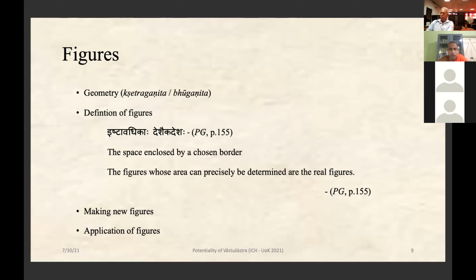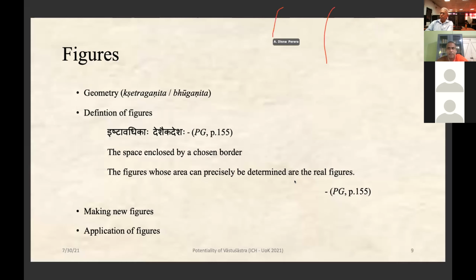We see in the commentary on the Patiganita, the mathematicians say Ishtavadikaha Deshaika Deshaha. He defines the figure as the space enclosed by a chosen border. So whatever space is enclosed by a border is considered a figure. He further mentions that the figures whose area can precisely be determined are the real figures. So they considered that the area of a figure has to be determined. I mean, the figure whose area can be determined is considered a figure.